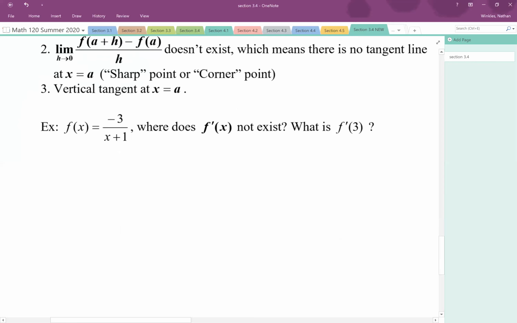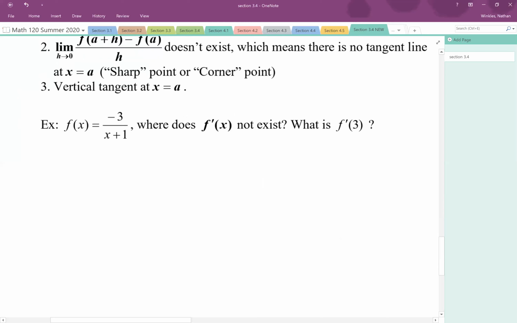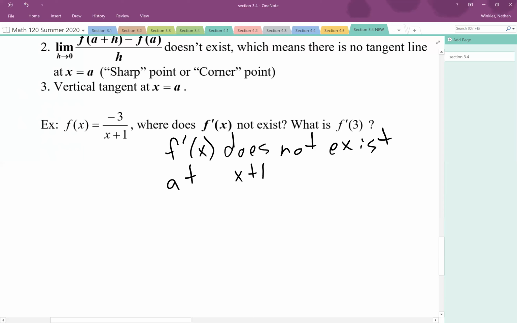So that brings us to this problem. It says f of x equals -3 divided by x plus 1. Where does f prime of x not exist? And then what is f prime of 3? So f prime of x does not exist where x plus 1 equals 0. In other words, we set our denominator equal to 0. So x equals -1. It does not exist at x equals -1. So that's the answer to our first one there.